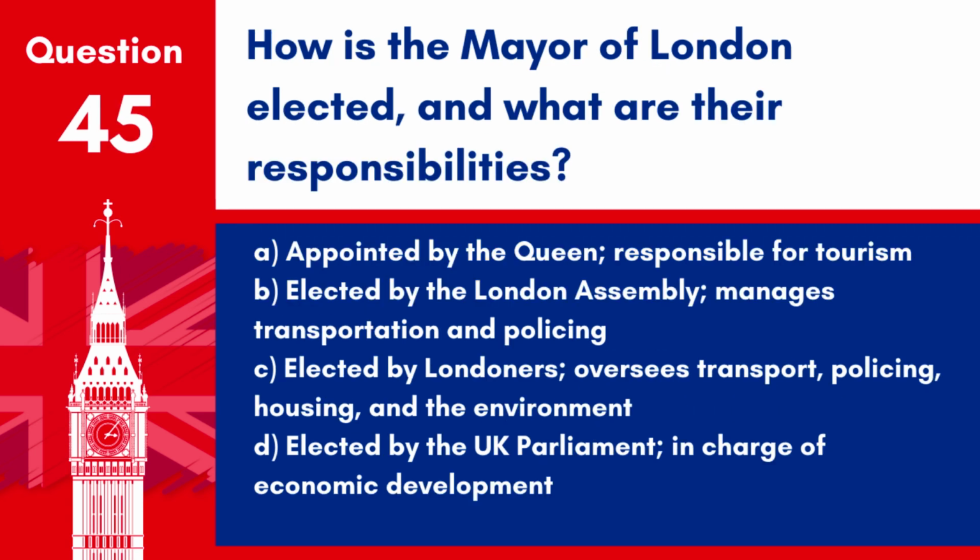Question 45. How is the Mayor of London elected, and what are their responsibilities? A. Appointed by the Queen, responsible for tourism. B. Elected by the London Assembly, manages transportation and policing. C. Elected by Londoners, oversees transport, policing, housing, and the environment. D. Elected by the UK Parliament, in charge of economic development.